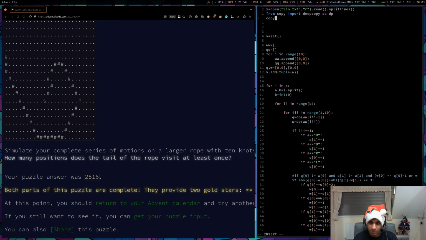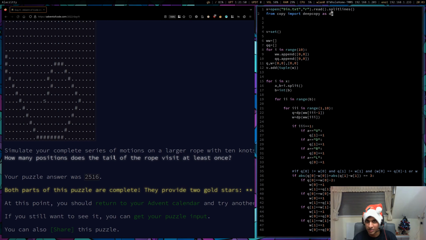I'm pretty sure the copy command would be better, but I don't actually know if it's .copy or .copy X or something. I didn't know what the command was, but I knew the command for deep copy, so I just used that.